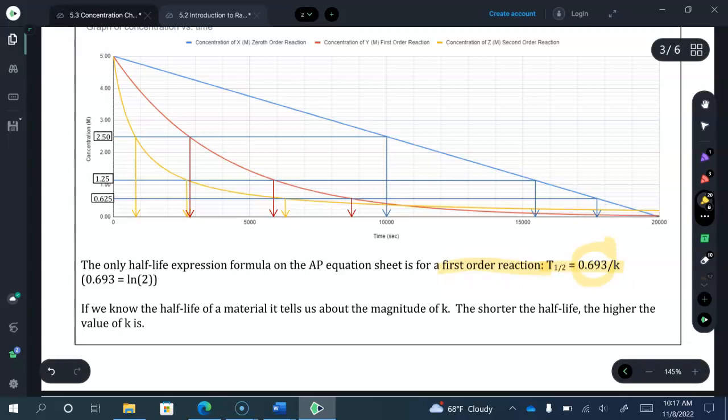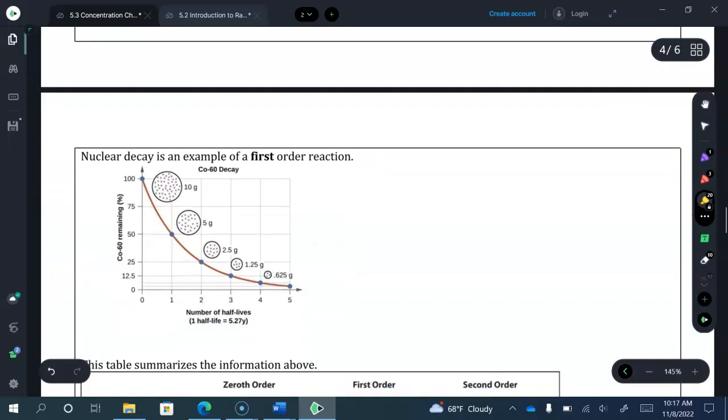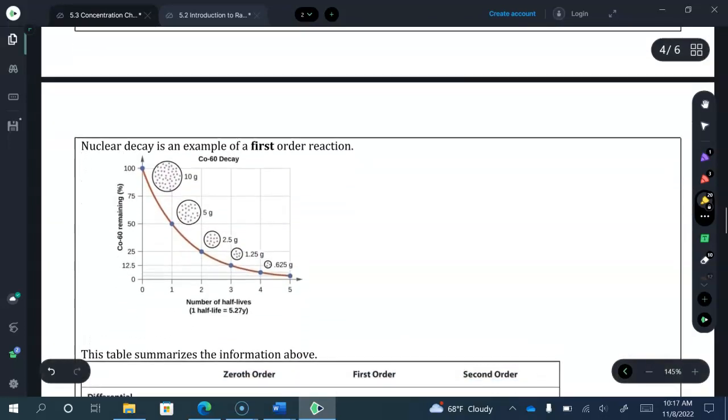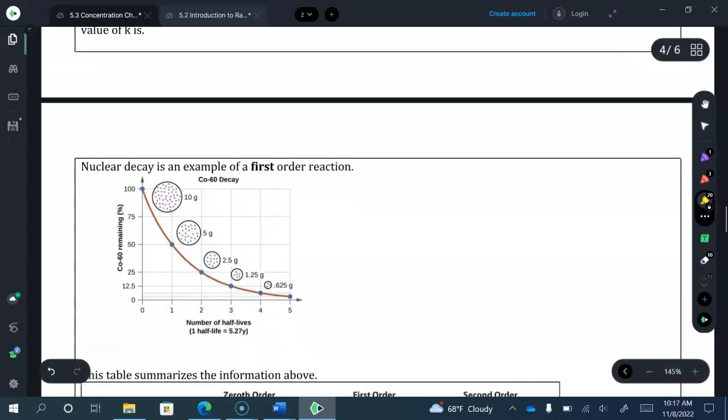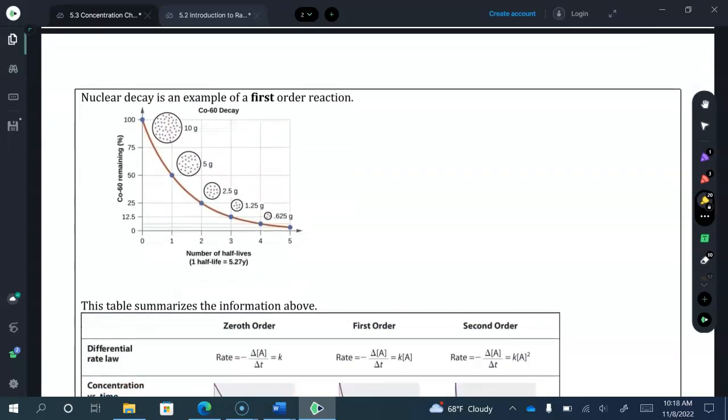I think it's a lowercase t on the equation sheet, where this is the natural log of 2. If we know the half-life of a material, it tells us about the magnitude of k. The shorter the half-life, the higher the value of k is. So if it reacts very fast, bigger k value. So nuclear decay is an example of a first-order reaction because it has a constant half-life. Every specific amount of time, whether days or years, half of your reactants disappear or change into something else.